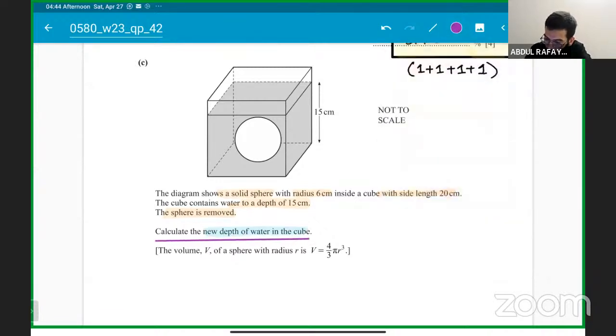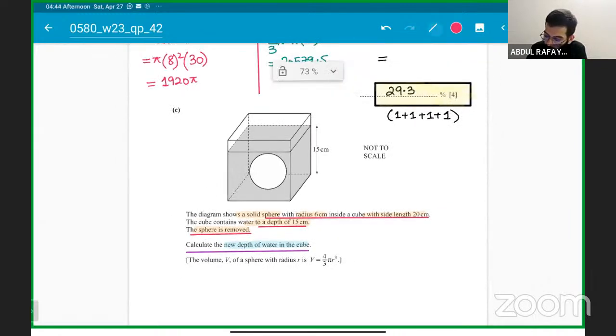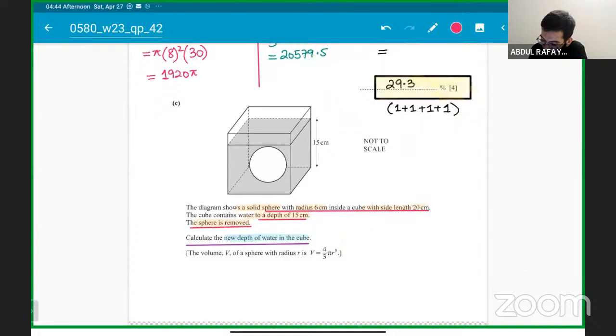So I've read the question very quickly. Sir, we have to find the new depth of water in the cube. So break down the question, first you should know what to find. Anyone, in simple words, what do we have to find? What do you mean by new depth of the water? So sir, in simple words, what do we have to find? Any volunteer?